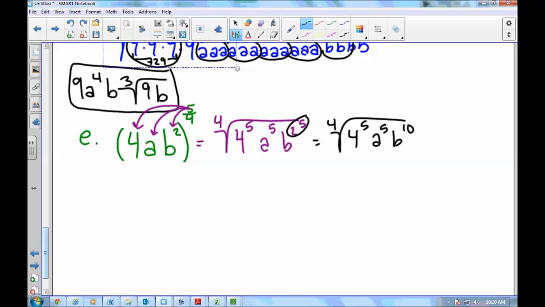Okay. Before we circle the groups, don't we need to see them? So we should expand them. Expand to 5 4s, and 5 A's, and 10 B's. Great.